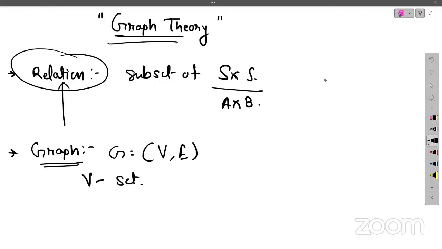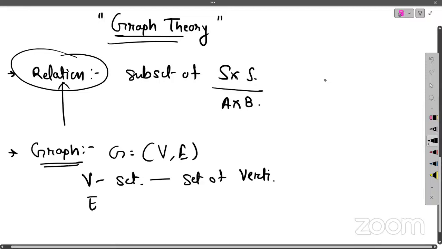It is any set. So you can take V as a set of people, V as a set of countries, V as a set of anything you want. So V is a simple set, and this is known to be the set of vertices. Whatever objects we collect in this particular set V, it is known to be a set of vertices. And here E is any subset of V cross V.